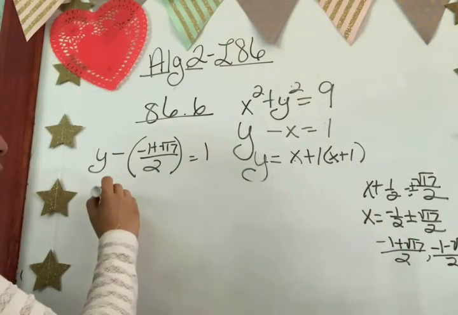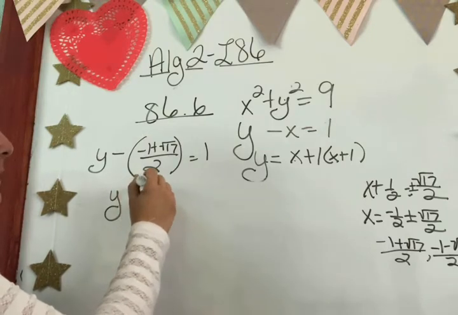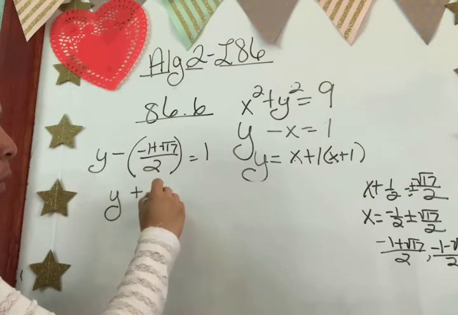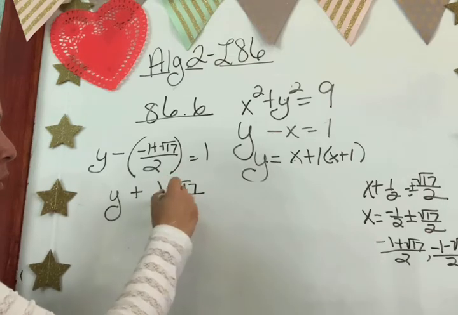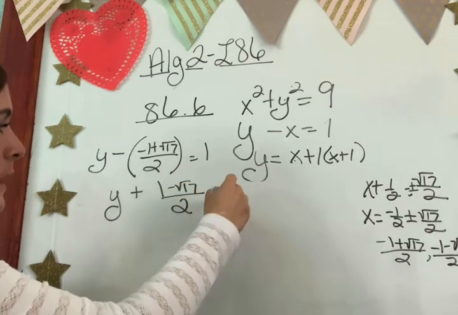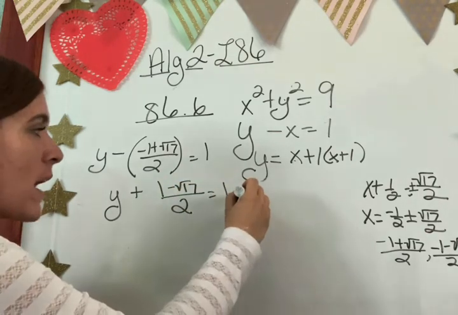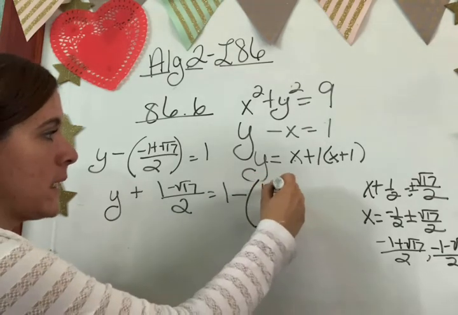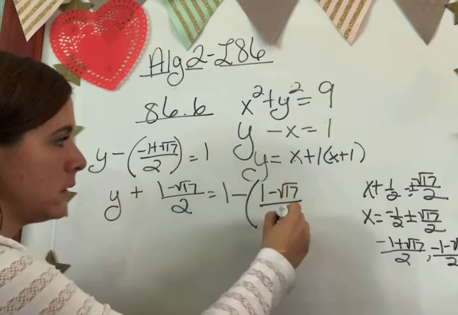Okay, so that's going to be y plus 1 minus square root of 17 over 2 equals 1. And then we have to subtract it over here. So it's again 1 minus square root of 17 over 2.